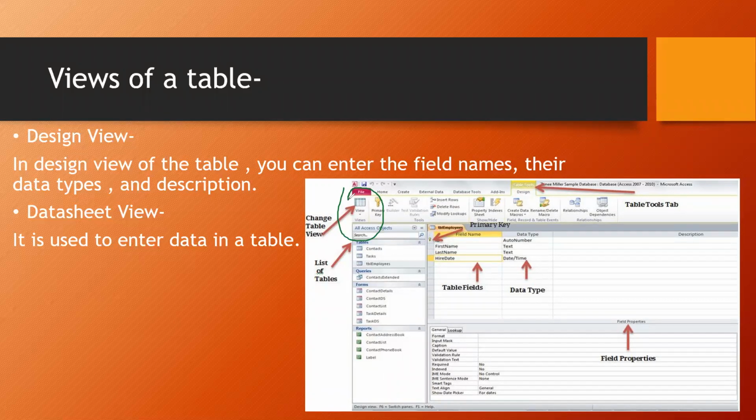All right. So here, as you can see, children, we have the table fields. The table fields are first name, last name, hire date, okay, and the data types are also mentioned: auto number, text, date and time. All right. So these data types and field properties, if you want to set something, this is the description area. That is totally optional. Even if you do not add it, that is not going to make your database invalid.